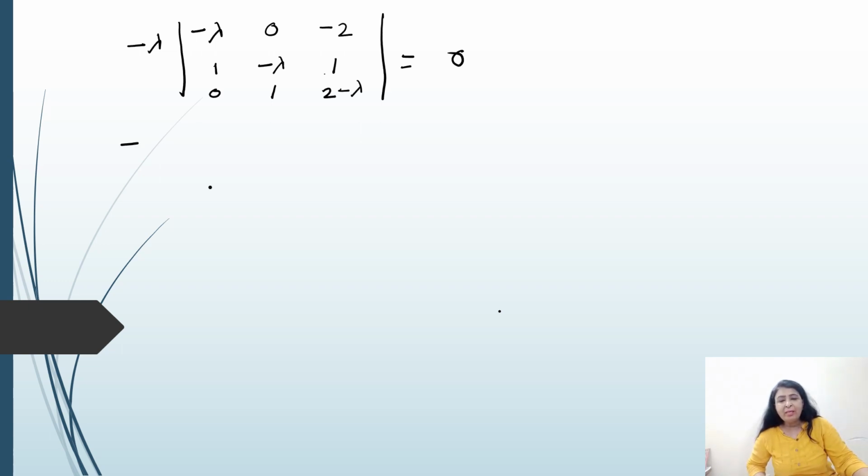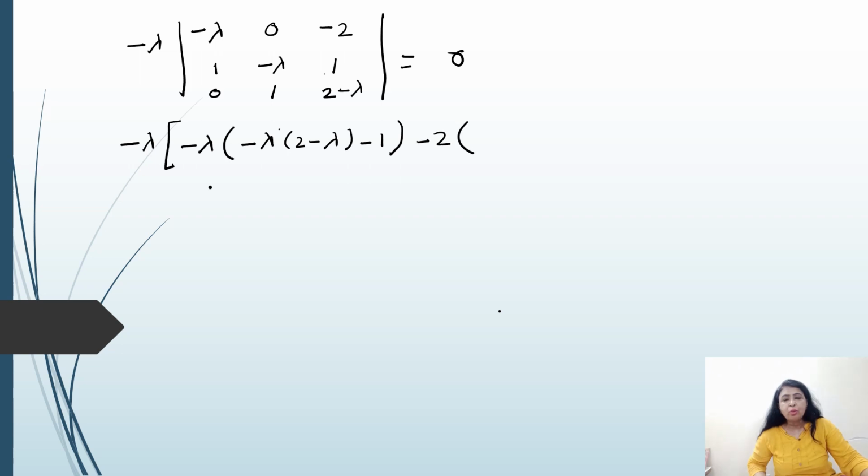So what you will get is minus lambda, then minus lambda into 2 minus lambda minus 1, then minus 2 into 1, 1 minus 0, so 1. So this is equal to 0.